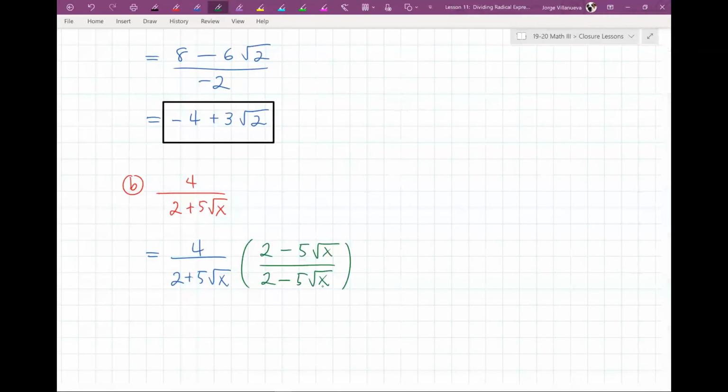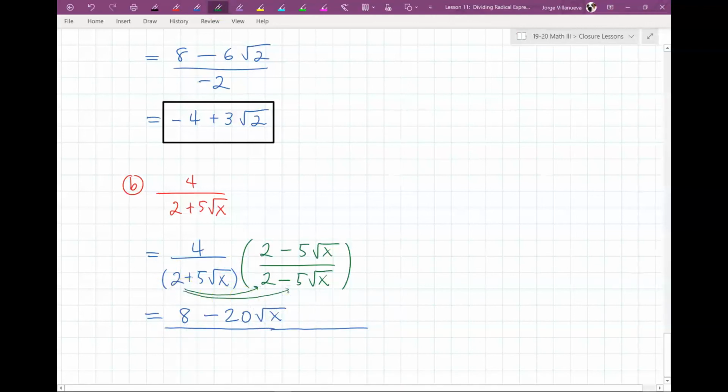So let's multiply on top. Usually that's the easy part. So 4 times 2 is 8 minus 20 radical x. Then we're going to divide by, all right, we're going to have to FOIL again. Okay, so 2 times 2 and 2 times negative 5 radical x. We're going to do that first. So 2 times 2 is 4. 2 times negative 5 radical x is negative 10 radical x.